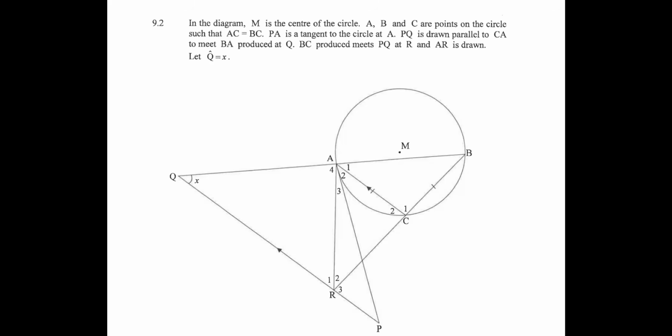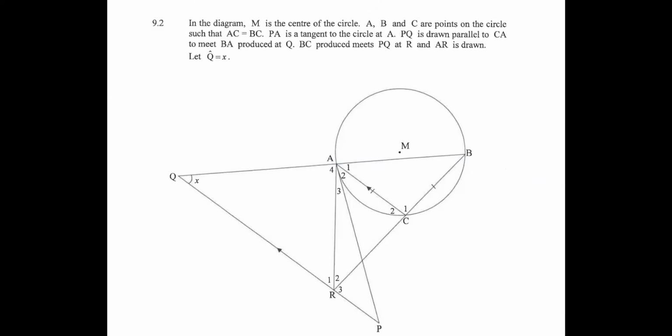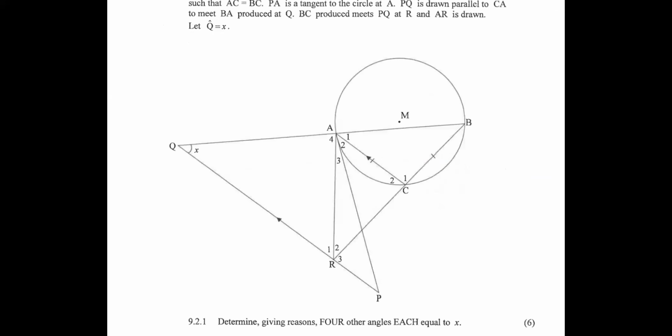So as you can see, if M is the center of the circle, AB is then not a diameter. AB is not a diameter because it doesn't pass through the center of the circle. Okay. So you can't just assume that angle C1 is 90 because that line does not pass through the center of the circle. Okay. Now, angle Q is equal to X.